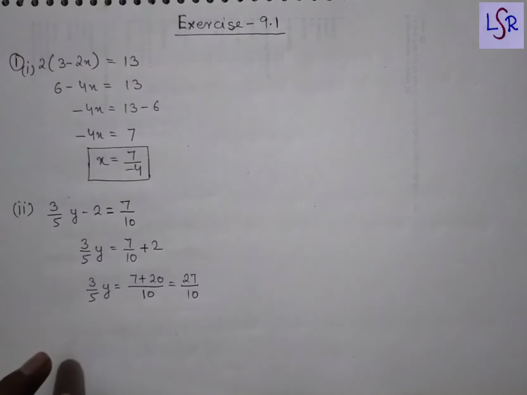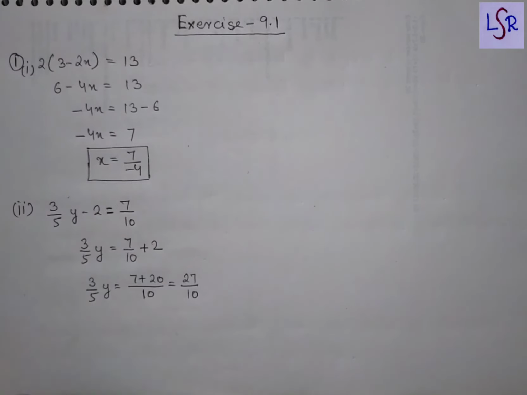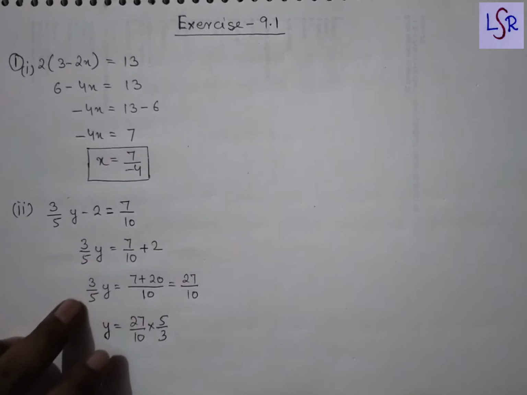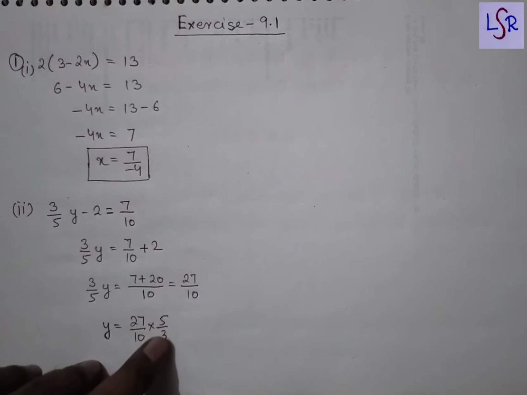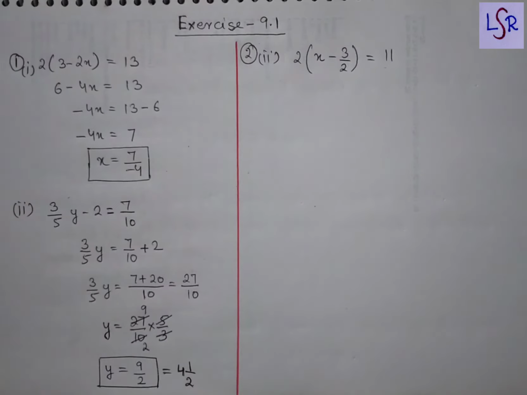Now we will transpose 3 upon 5. Here 3 upon 5 is multiplied, so it will be divided on the other side, or we can just multiply on the other side by taking the reciprocal. Here we have multiplied by the reciprocal of 3 upon 5, as 5 upon 3, on the other side. Now we will solve it. Now we have got 9 upon 2 as the final answer, which can also be written as 4 whole 1 upon 2. Now let's see question number 2, second part.